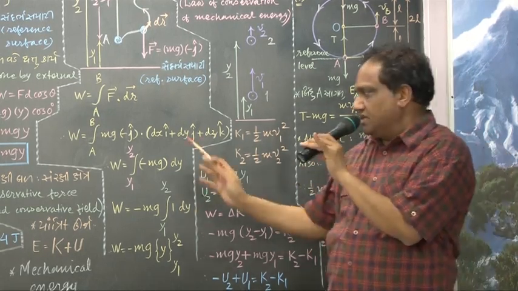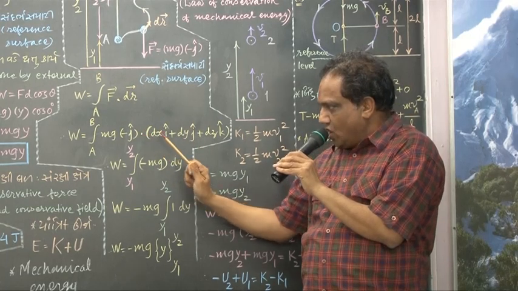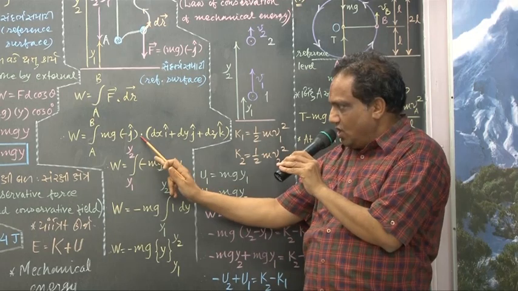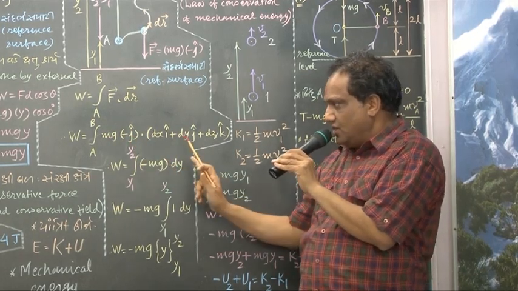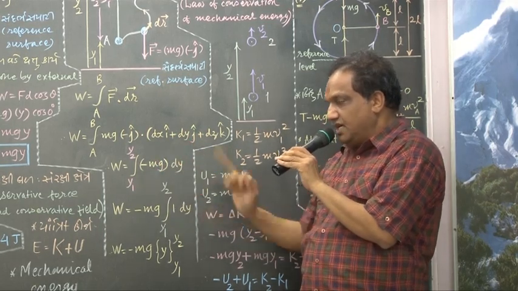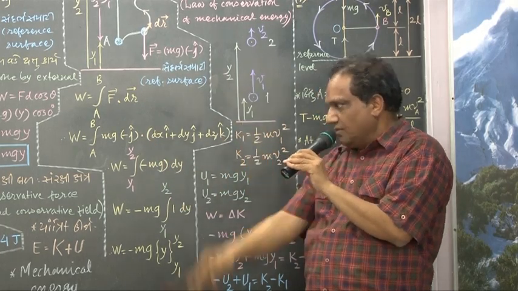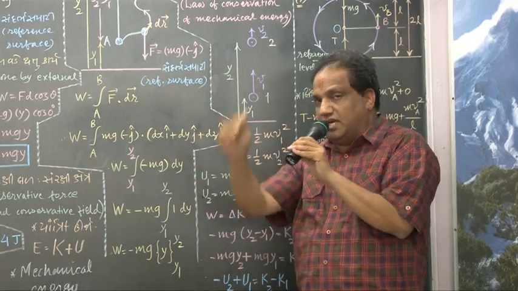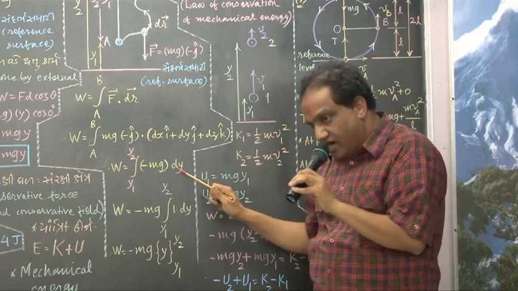Simple. Now just simplify. j hat dot i hat is 0. j hat dot j hat is 1, so minus mg into dy. j hat dot k hat is 0. And don't write positions A and B now; write their y coordinates, because the variable is in terms of y.